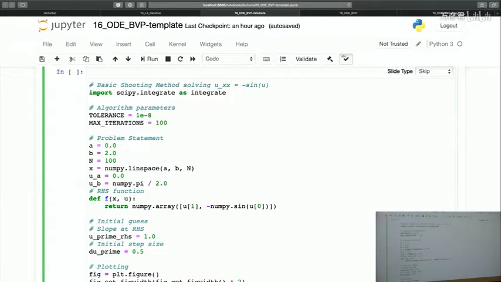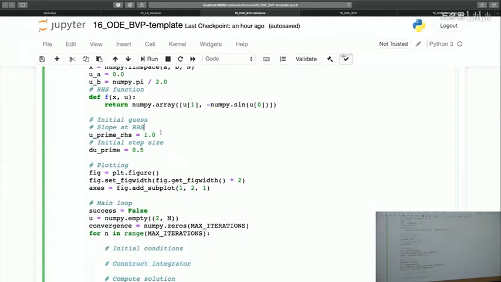So just to step through this code a little bit, we have some algorithm parameters. We need to be within 10 to the negative 8th of pi over 2. That's going to be our stopping criteria. We're only going to spend 100 iterations, so if we don't hit it by then, we will say we gave up. There are some problem statements: the domain, the boundary conditions, and the right-hand side function. So that's the beginning of this.